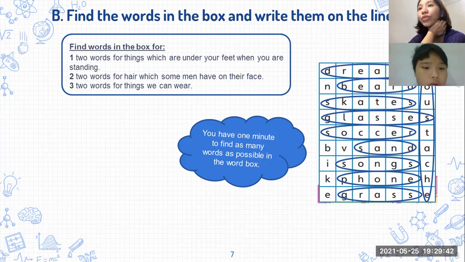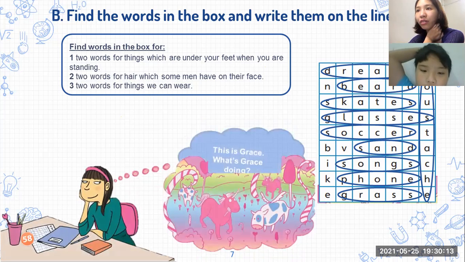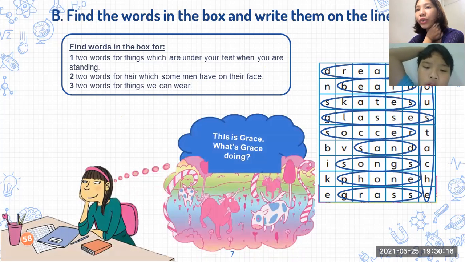And number two, two words for hair which some men have on their face. Easy. Beard and mustache. Mustache and beard. Okay, very good. And how about number three? Two words for things we can wear. Skate and glasses. Ah, and glasses. Very good. Okay. And next, this is Gray. What is she doing? She's thinking. Yeah, thinking about what? About her dream. Okay, maybe about her dream.